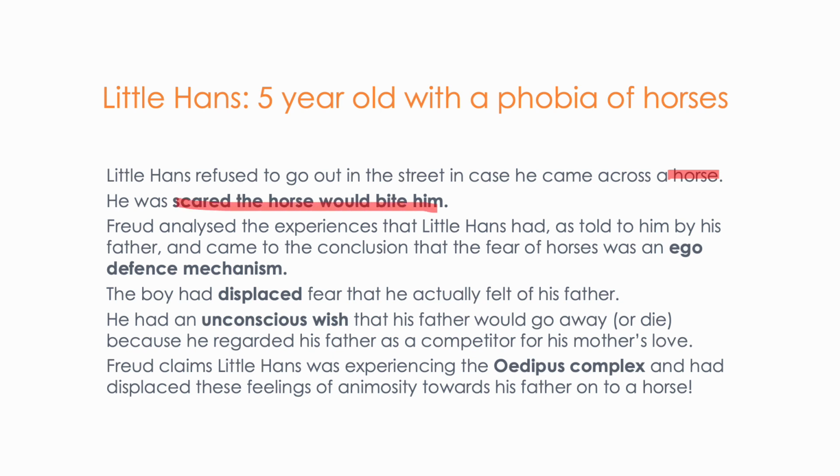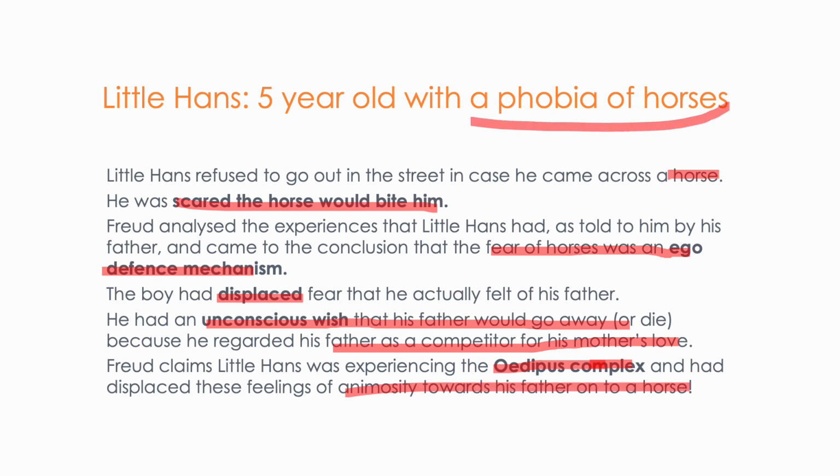However, Freud's analysis of Little Hans' experiences was this idea that his fear of horses was actually a defense mechanism employed by his ego, because the boy had gone through displacement, a defense mechanism where he has substituted the fear he felt for his father onto that horse, because he had an unconscious wish for his father to go away because he saw his father as a competitor for his mother's love. So Freud claims Little Hans was experiencing the Oedipus complex and displaced the feelings of animosity towards his father onto a horse, hence why he developed the phobia of horses.